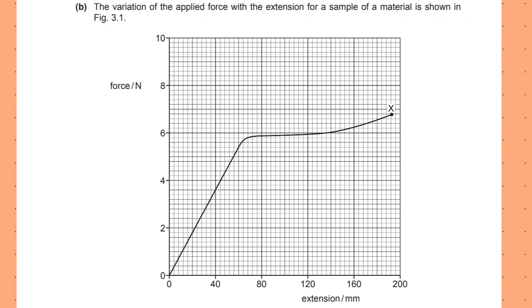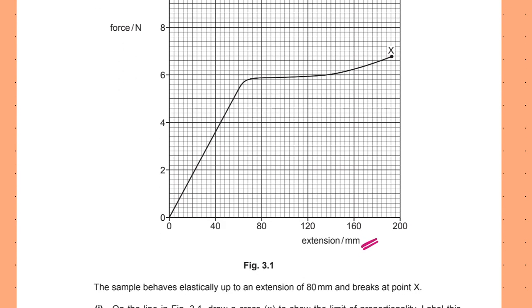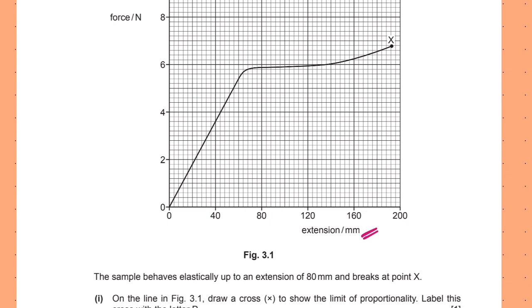Part B. So you have a variation of applied force with extension for a sample of material. So force, but extension is in millimeters, right? So you must be alert that this is in millimeters. So I would need to take care of this when I have to do a calculation. The sample behaves elastically up to an extension of 80 mm. So this means that this is its elastic limit, right? I call it EL. And then if I also have to locate this, the limit of proportionality would be where it's a straight line.